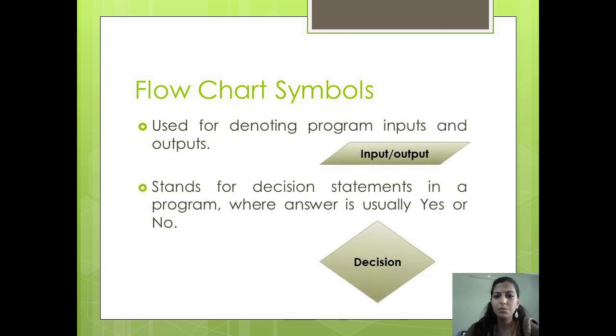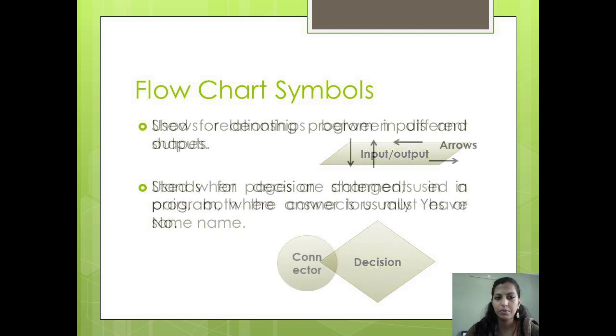The next symbol is parallelogram. It is used to denote input or outputs, like if we want to read something from user or if we want to give output to the user, we use the shape. The next one is the diamond box. Diamond box is used for decision making statement. It always answers true or false, or we can say yes or no. It is used for decision making, or we can say it is a branching part of the flowchart.